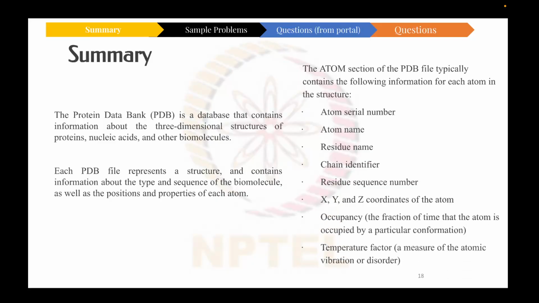Then we have connect section, which contains information about the bonds between the atoms in the structure as well as other types of connectivity such as hydrogen bonds and disulfide bonds. So this PDB file format is widely used.